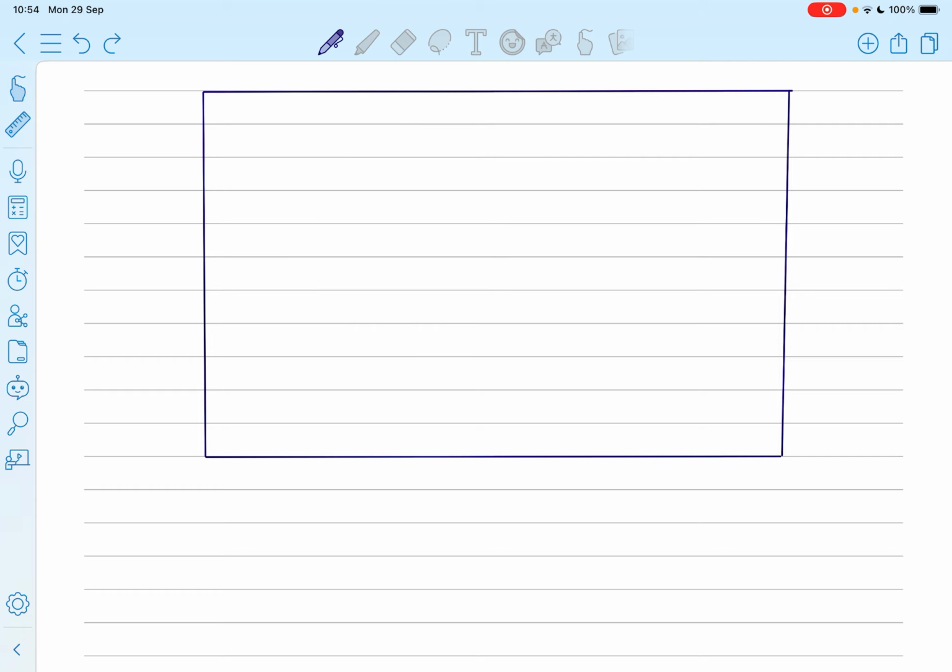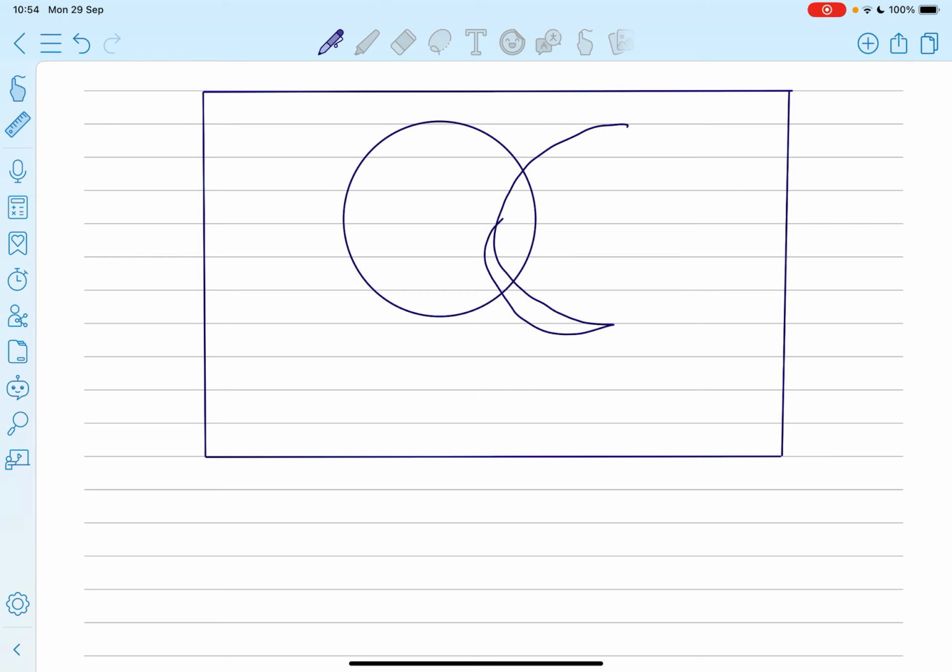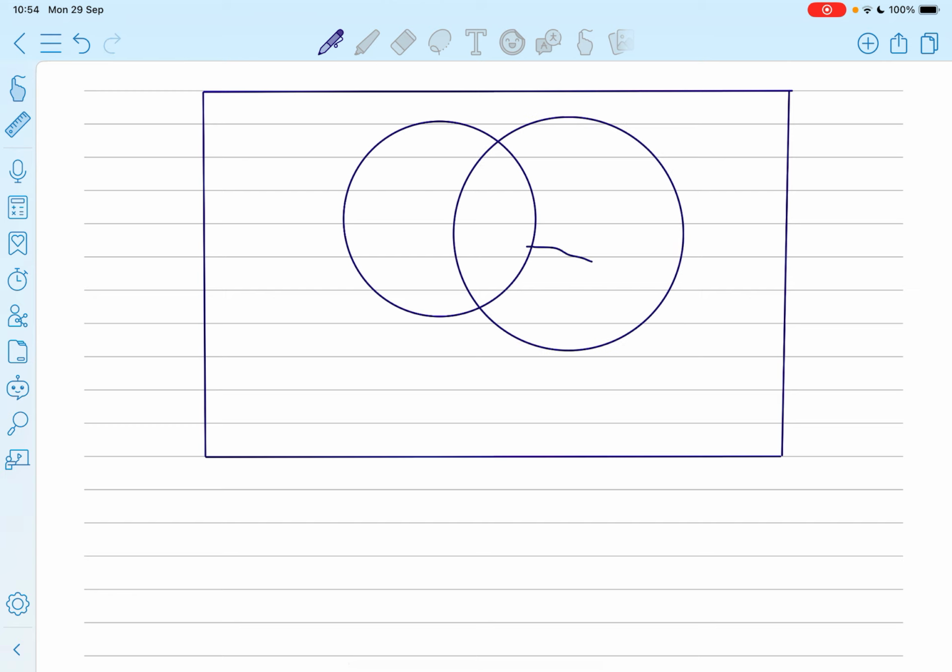Okay, that's too big. Let's maybe do that. Okay, there we go. No, I don't like that. Yeah, my circles are uneven, but we're going to look past that. Okay, this one is very off. There we go. I think that's better.